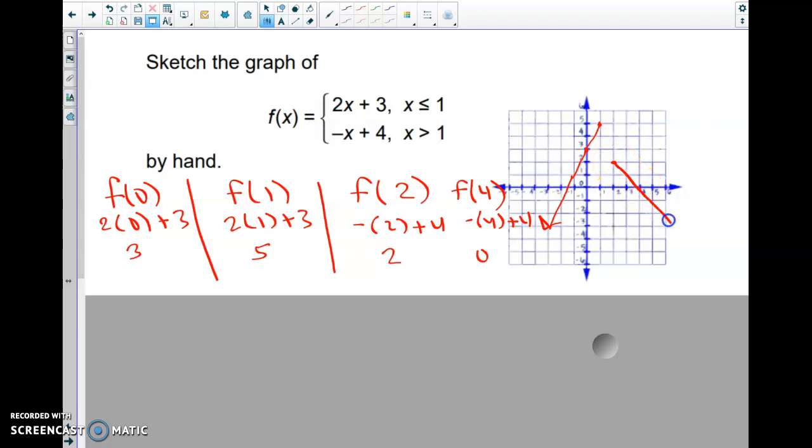These are connected and they go on forever, but I need to know what's happening in this section when x is a little bit bigger than 1. So I'll plug in a different color. I'm still going to plug 1 into this equation to find the open circle. So open circle at 1.